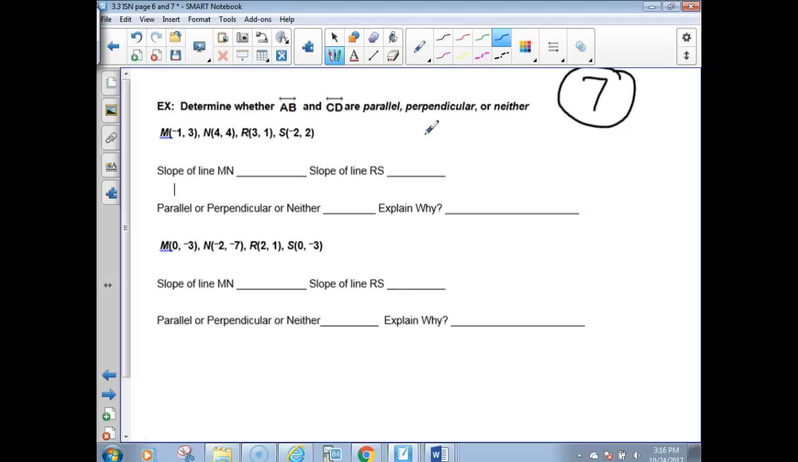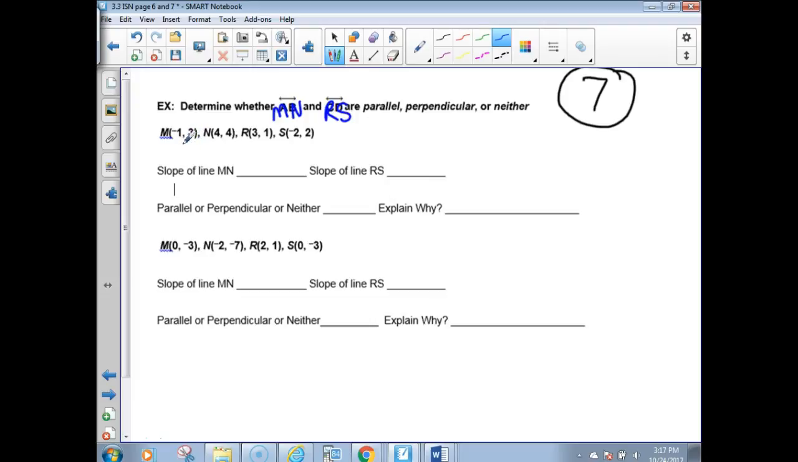All right, determine whether line A, B, and line C, D are parallel, perpendicular, or neither. And then we go and have no letters that have A's and B's or C's and D's in them. Sorry, guys, but you see my point? Okay, determine whether they're parallel, perpendicular. It's really actually MN and RS. I don't know how that got there.